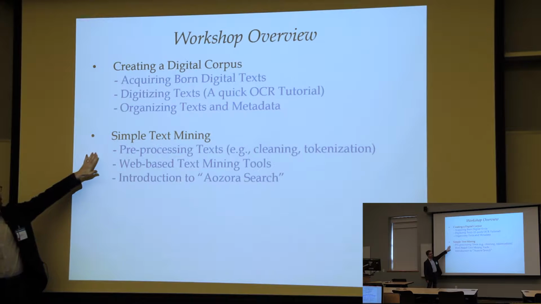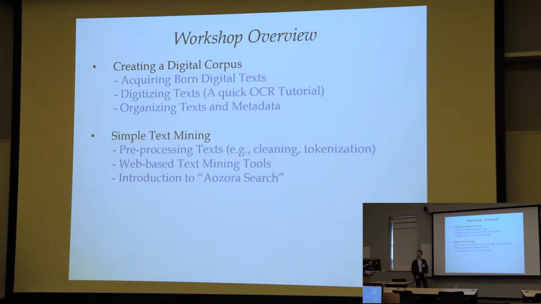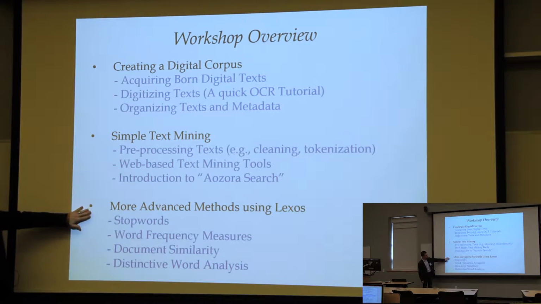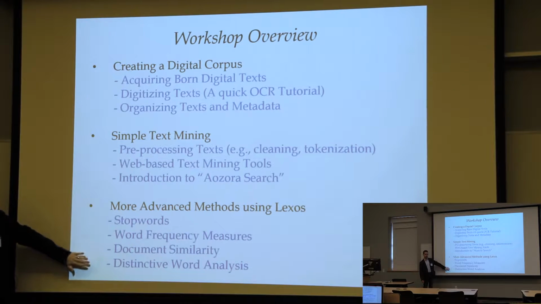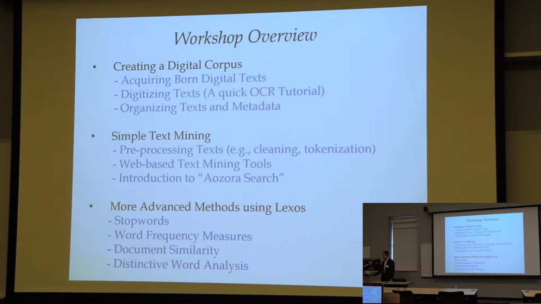So some of the key pre-processing steps that have to be taken with Japanese texts. I'll introduce you then to some web-based text mining tools, as well as one that I've helped create at Chicago called Aozora Search, which is basically we moved the Aozora Bunko collection into a new search interface, and I'll give you guys a chance to play around with that. And then at the end, we'll go into slightly more complex methods, and I'll introduce some very fundamental concepts in text mining using another web-based tool called Lexos. Okay. And please, jump in at any time. Feel free to interrupt if you have questions.